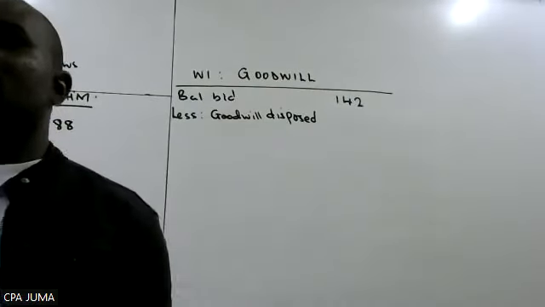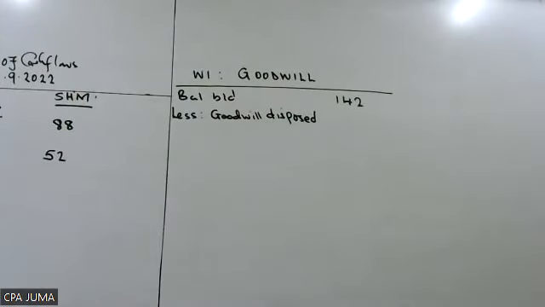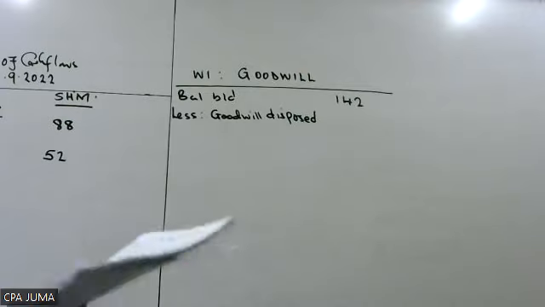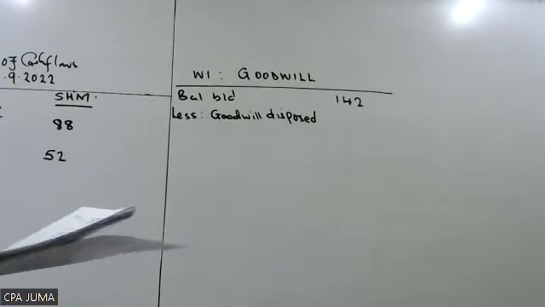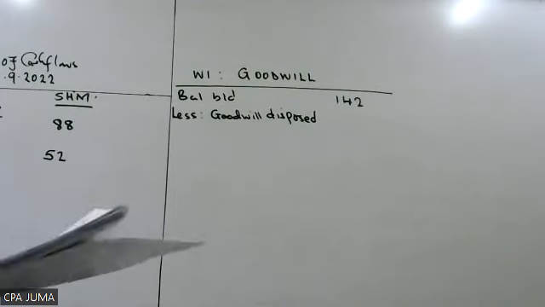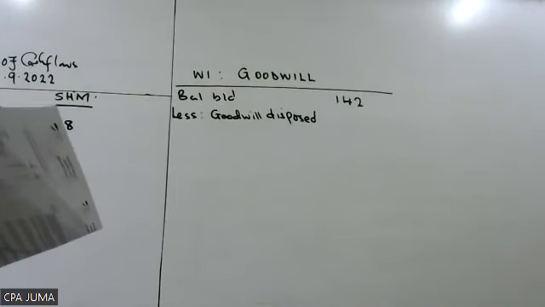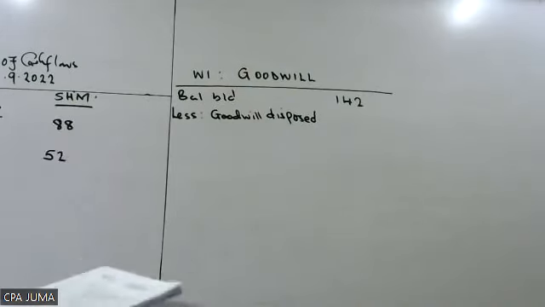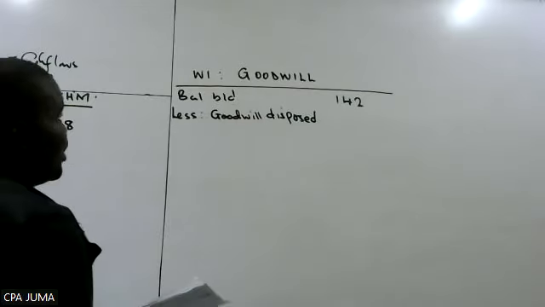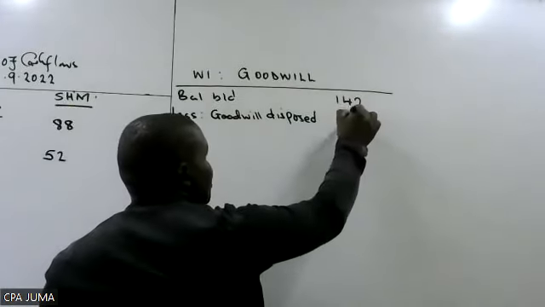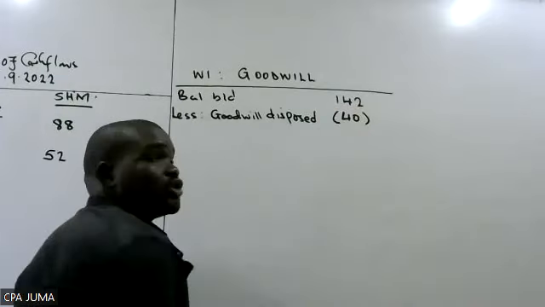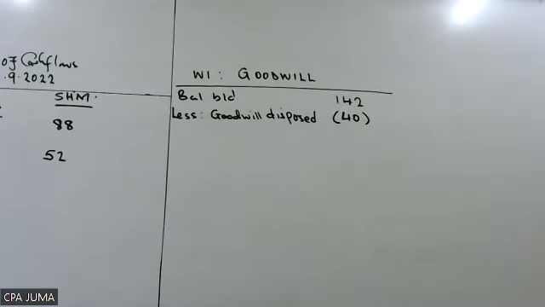Correct, 40. Have you seen the 40? The amount of goodwill on the date of disposal, the very last bit of note 4. So on the date of disposal, the goodwill which was there was 40. So this one was sold. You subtract it out.